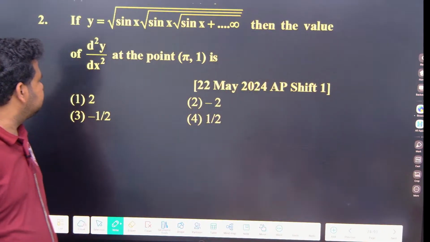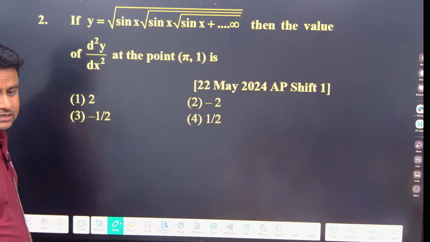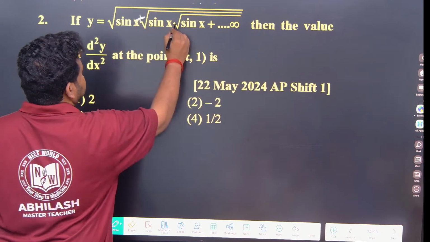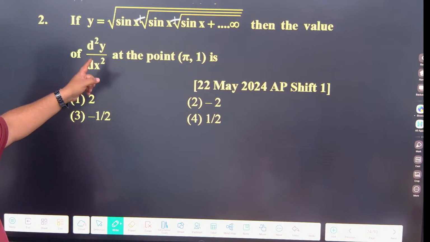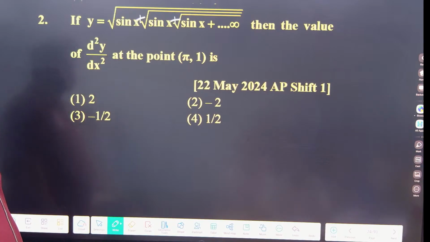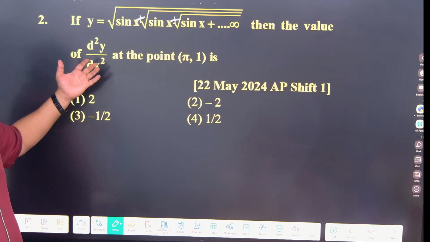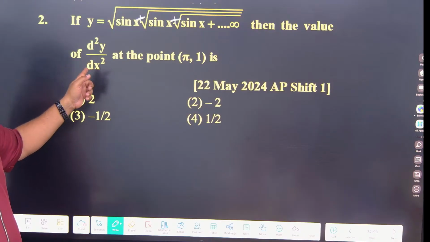Tell me the answer. Here, the question is wrong. It should be plus. So, y is equal to square root of sin x plus sin x plus sin x. Definitely, you cannot get the double derivative directly, but at least the first order derivative you can get.